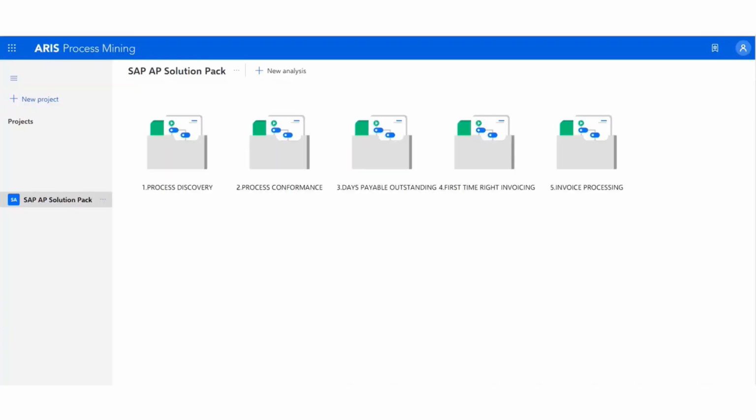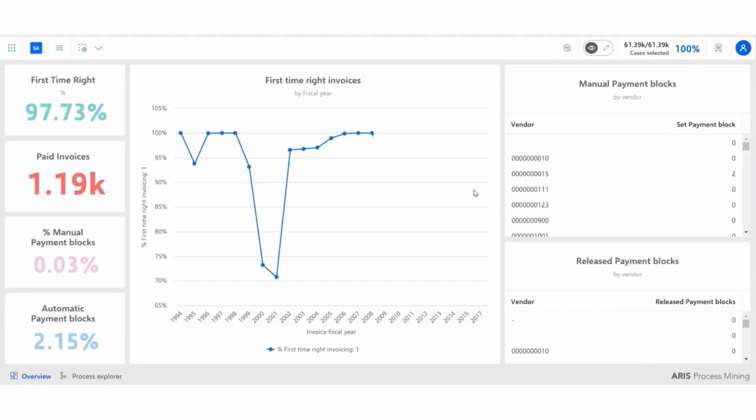The next analysis is the first time right invoicing. What does that mean? So here you find a number of analyses to judge the quality of your vendor invoices. Typically, the solution verifies if there are payment blocks being set, which of course might delay the payment of the invoice. In our example, we have a pretty good number, so nearly 89% of our cases are really directly correct.